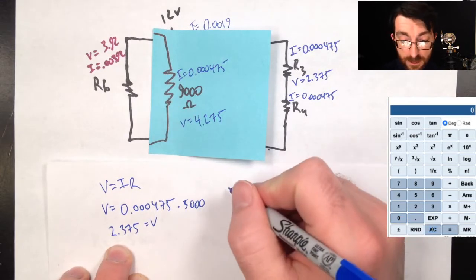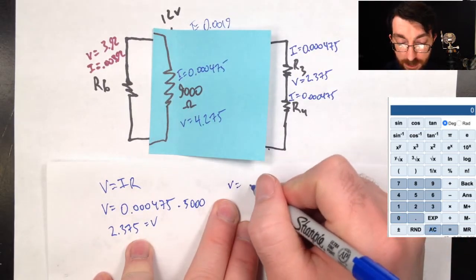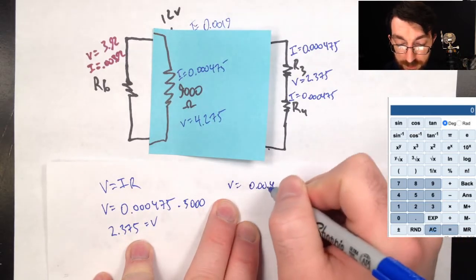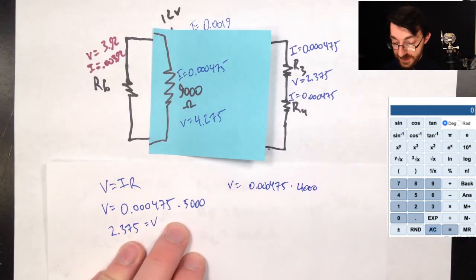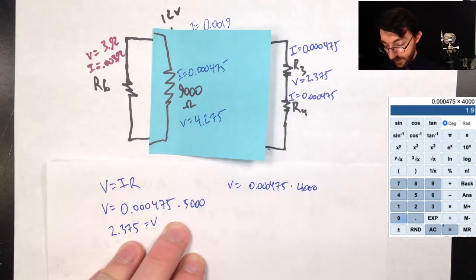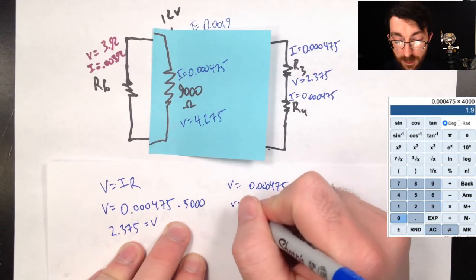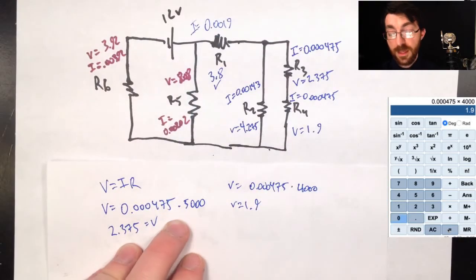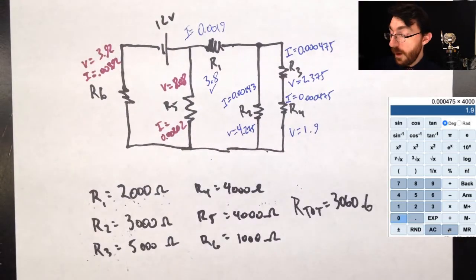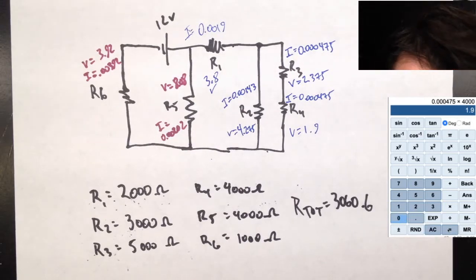We have an unknown V, but we have a known I. 0.000475 times a resistance of 4,000. It's going to be 80% of this other one. 0.000475 times 4,000 is 1.9. Wow. That is it. All the resistances gave us all of the voltages and all of the currents.